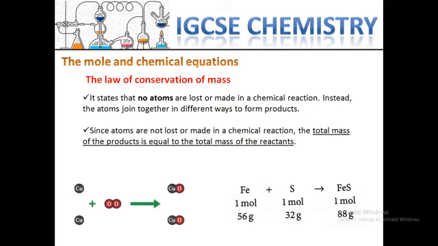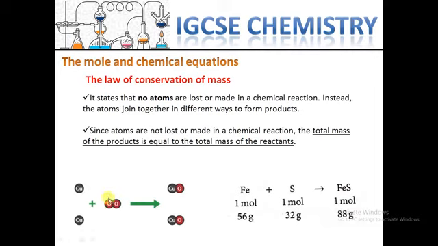First of all, we need to learn about the law of conservation of mass. It states that no atoms are lost or made during a chemical reaction. Instead, atoms join together and make different substances. And so, since atoms are not lost or made during a chemical reaction, the total mass of reactants is equal to the total mass of the products.